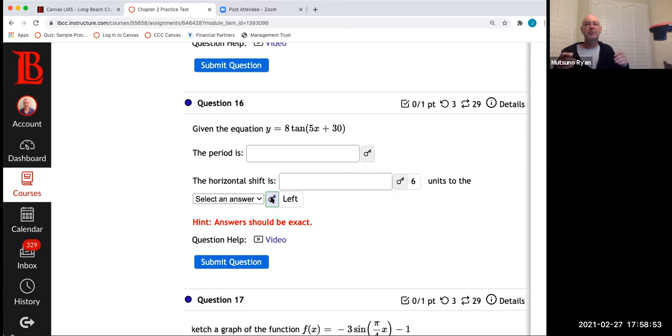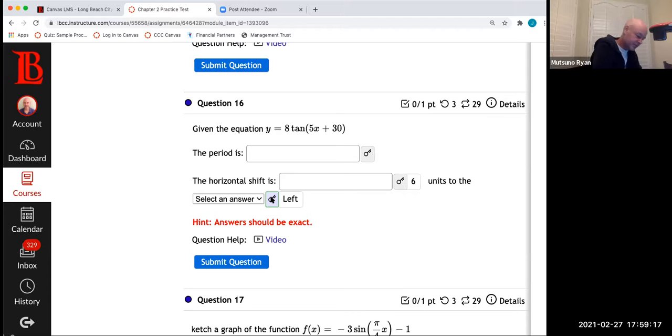The reason it's 2 pi for a sine and cosine is because a normal period for a sine wave is 0 to 2 pi. Tangent goes from negative pi over 2 to pi over 2, which that total distance is the distance of pi only. Then it repeats itself. So in this case, B is 5. So this is going to be pi over 5 for the period in this case.